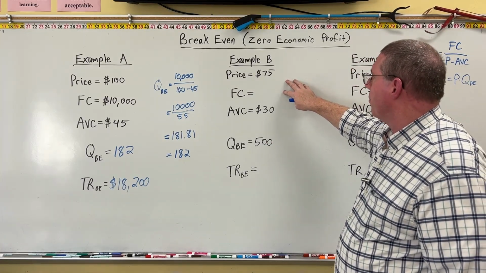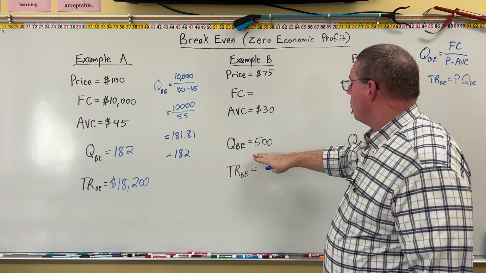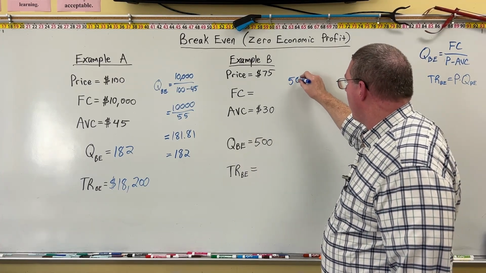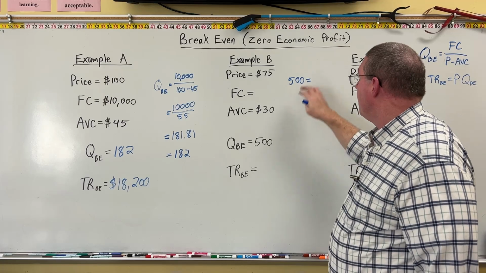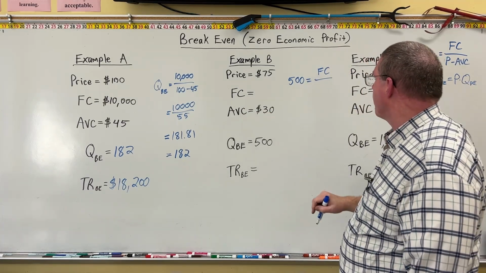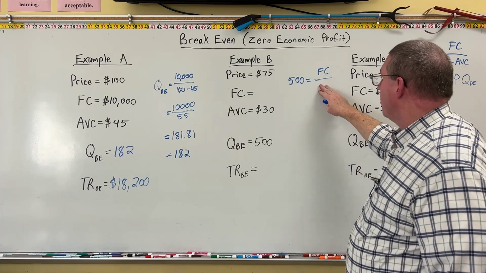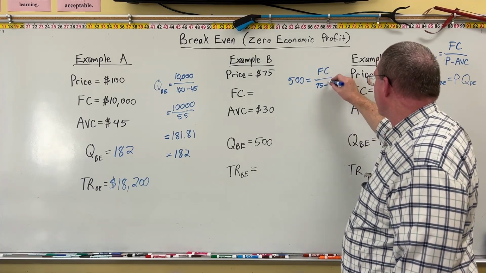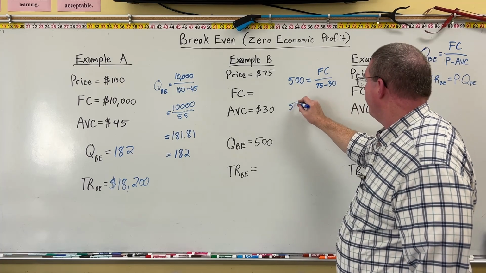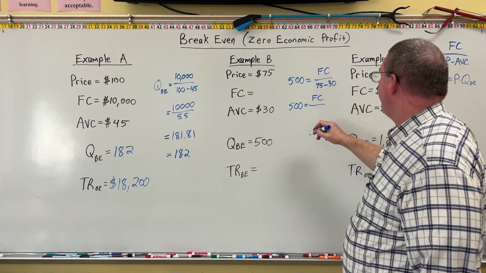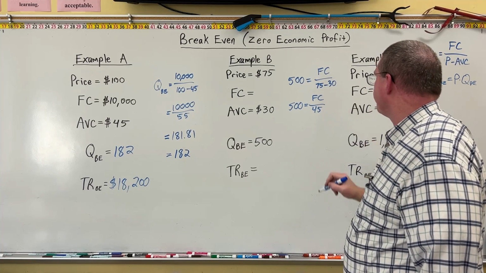All right, let's try example B here. We're going to use the same formula, but we're going to mix it up a bit. Here we're given the break-even quantity. So break-even quantity is equal to fixed costs. Now this time we don't know fixed costs. We're solving for fixed costs. And in the denominator we have price, 75, minus average variable cost, 30. And so we have 500 equals fixed cost over 75 minus 30, that's 45.